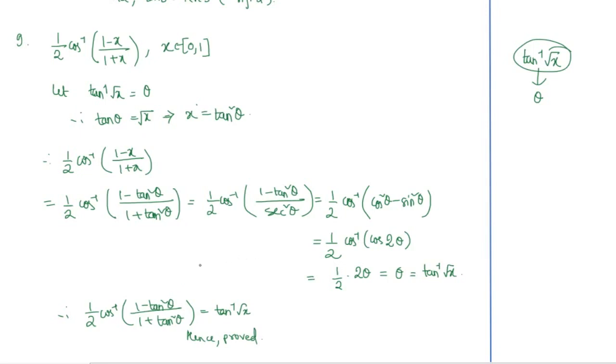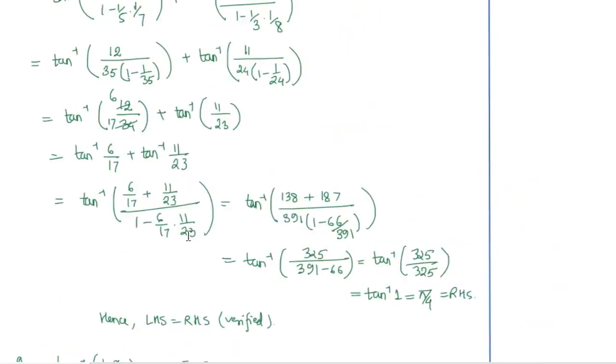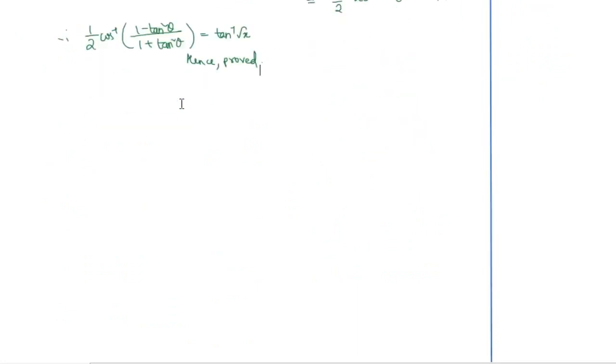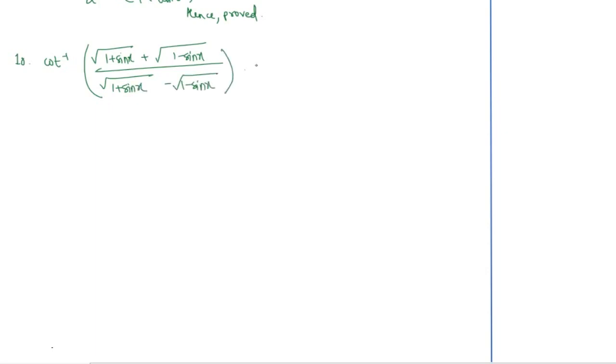Now coming to the last question of today's video. Here we are asked to prove that cot inverse of this expression is equal to x by 2, where x belongs to 0 to pi by 4. So we are given the expression as cot inverse of (root over 1 plus sin x plus root over 1 minus sin x) by (root over 1 plus sin x minus root over 1 minus sin x), where x belongs to 0 to pi by 4.